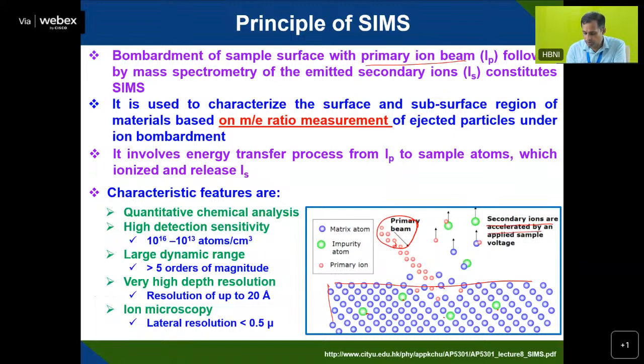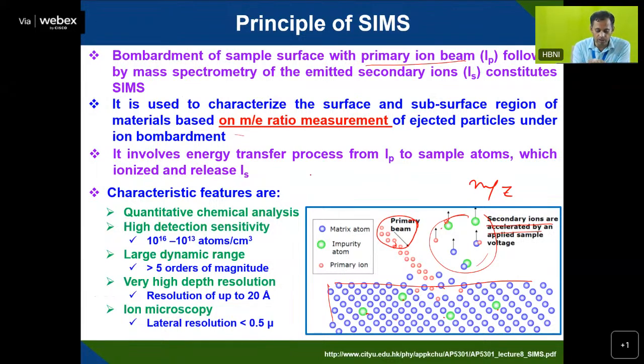Secondary ions are formed. The secondary ions are isolated by an applied voltage to the detector, and then mass analysis of each of the produced secondary ions is performed. So you have a primary beam, and then a secondary emitted beam, followed by mass spectroscopy analysis. It is used to characterize the surface and subsurface region of the material based on M by E or M by Z ratio of the ejected particles under ion bombardment. So based on the M by Z, or M by E, you will be able to see which particular element you can analyze.